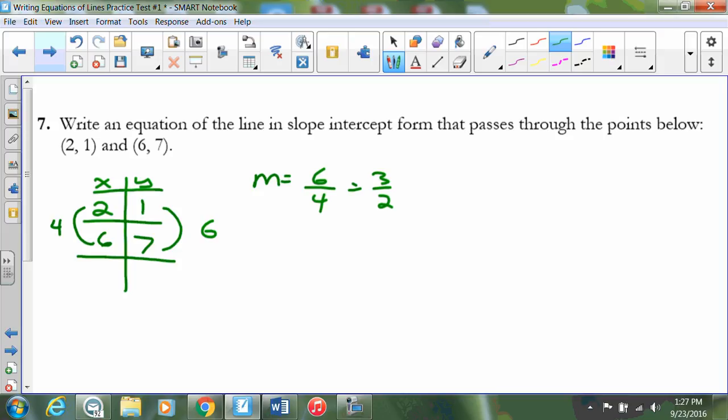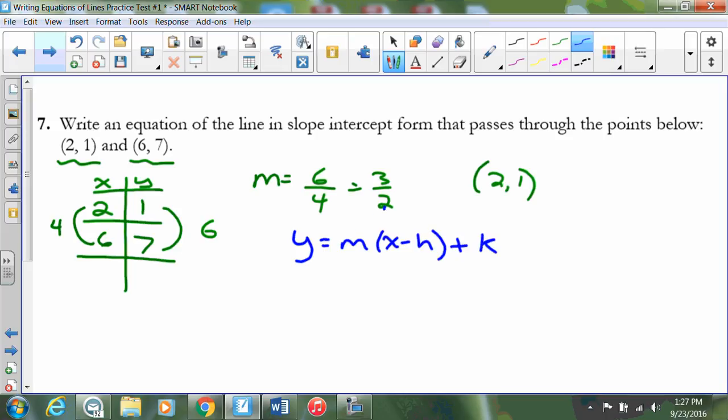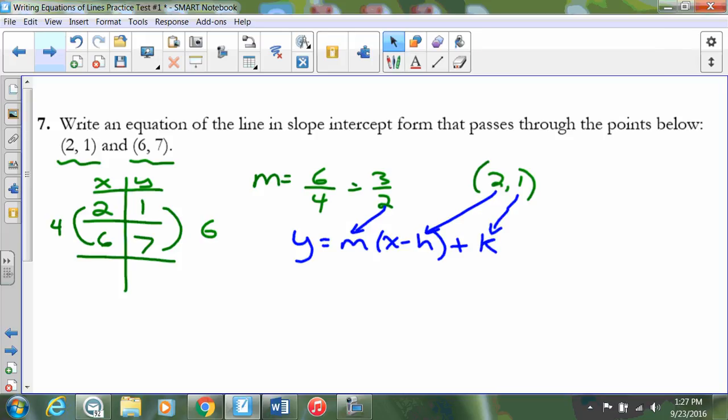And then I'm going to pick a point, either 2, 1 or 6, 7. I think 2, 1 looks a little easier. I'm going to go with 2, 1. So once again, there's this formula. By now we all have it memorized. And we start plugging things in, the 3/2, the 2, the 1. Even if you picked the other point, 6, 7, we'll end up with the same answer, which is very cool.